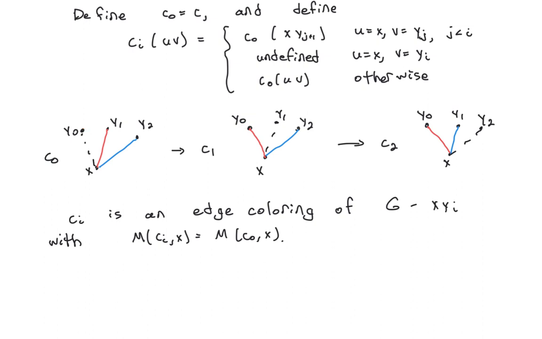Because if there was another edge incident here that was colored red, then it wouldn't have been missing to begin with. And of course, X was already incident to a red edge. Similarly, blue is missing at Y1, so I'm free to move the blue color over. And so C sub i is an edge coloring of G minus XY_i for all i. And moreover, since I'm just permuting the colors of edges incident to X, the set of missing colors of C_i with respect to X is the same as the original coloring with respect to X.